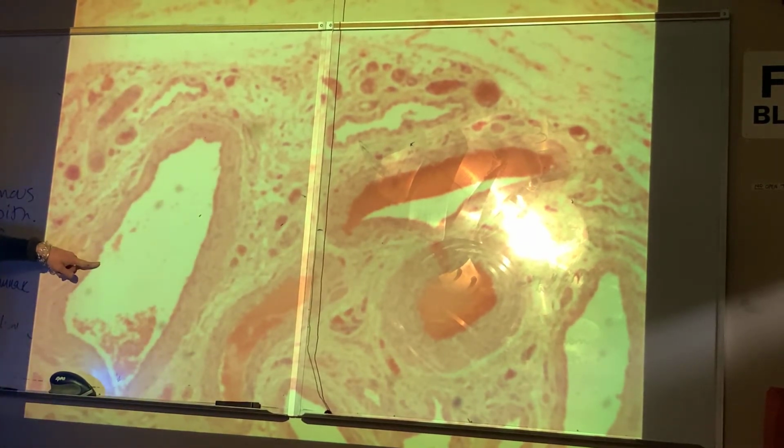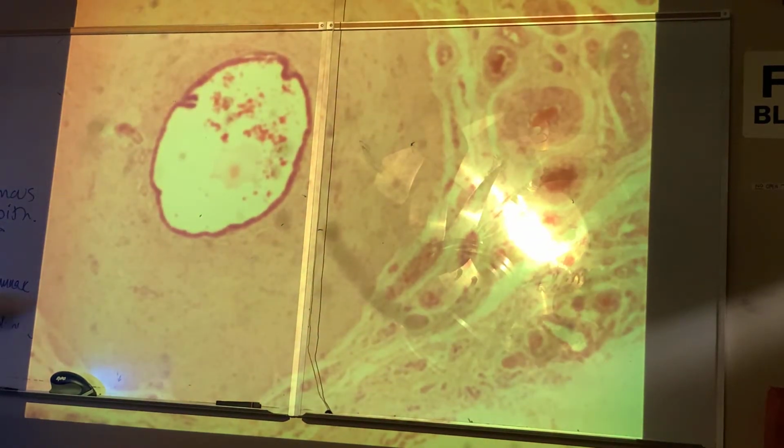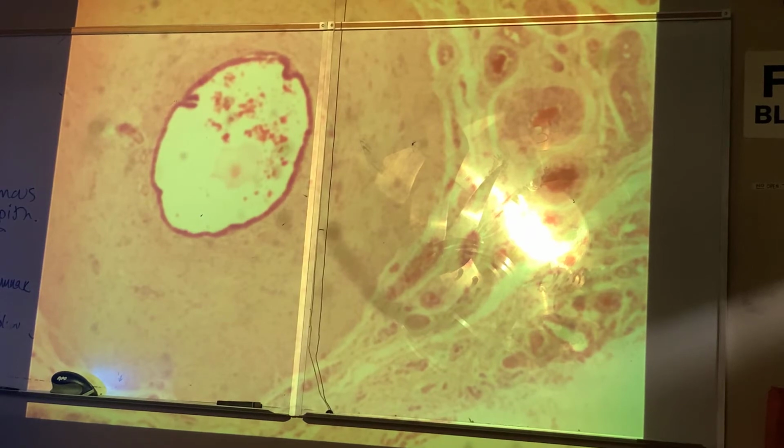What's this right here? A vein? That's a vein. And then what's this? The ductus deferens. Ductus deferens, okay? And the whole thing is a slide of the spermatic cord. Okay, good, all right. All right, let's look at the testes next.